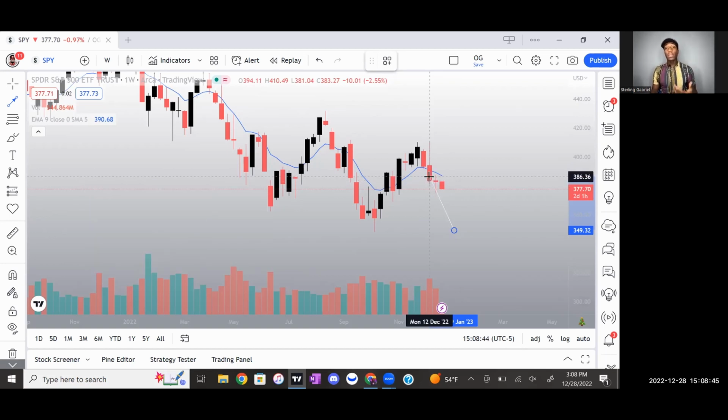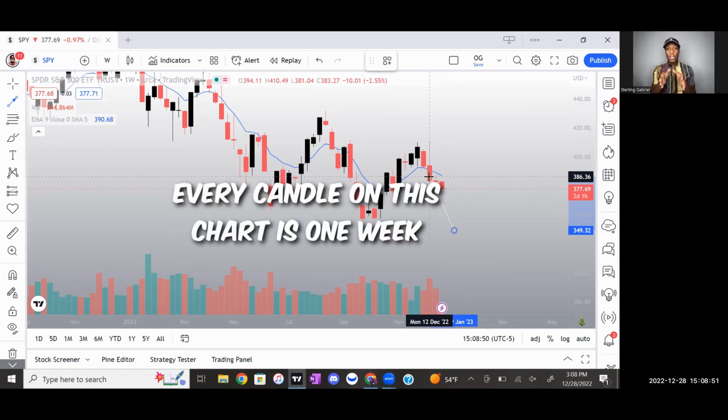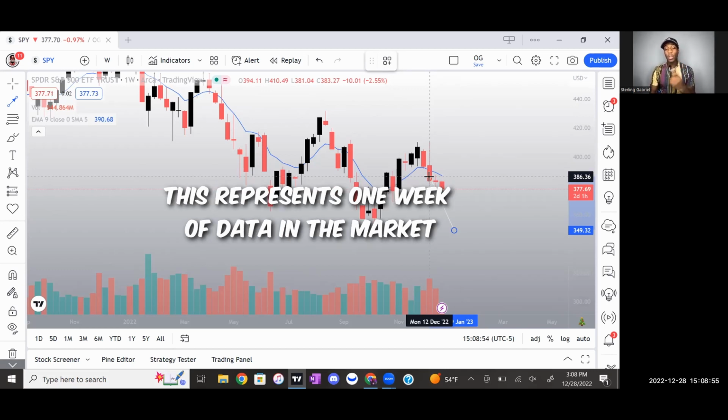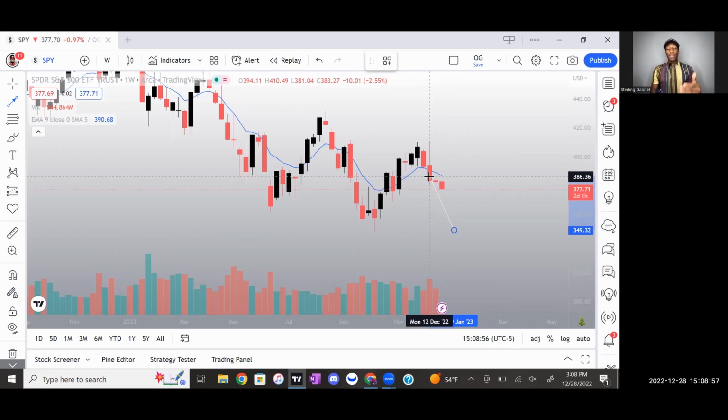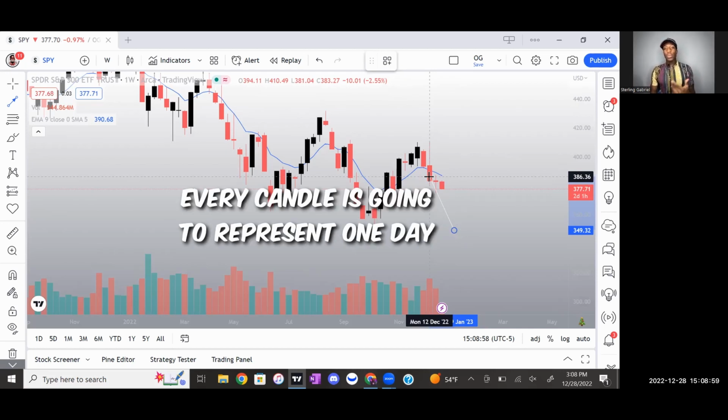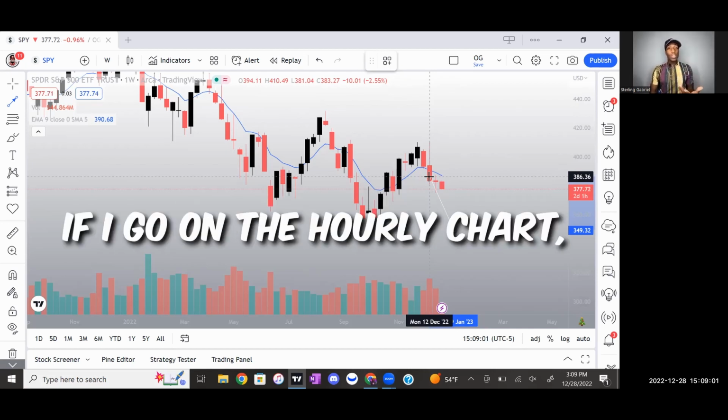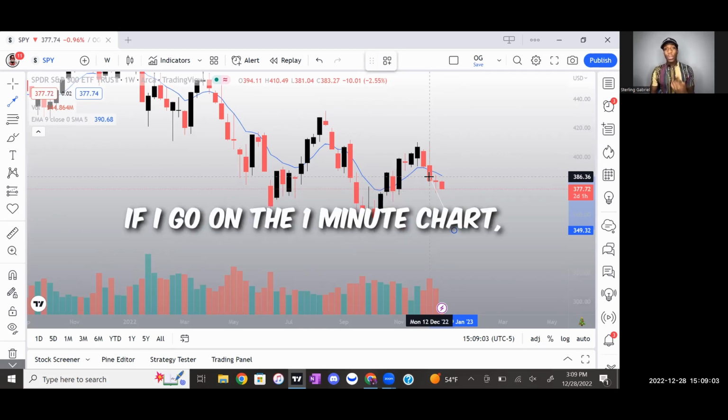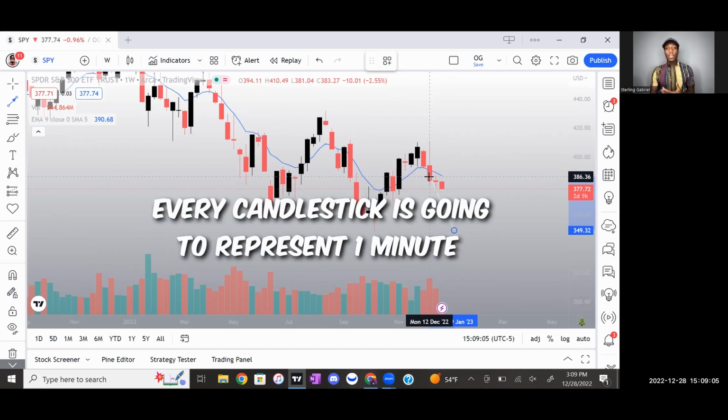So within every single candlestick is a set amount of data, depending on the time frame that you're looking at. For instance, every candle on this chart is 1 week. This represents 1 week of data in the market, right? If I go on the daily chart, then every candle is going to represent 1 day. If I go on the hourly chart, every candle is going to represent 1 hour. If I go on the minute chart, every candlestick is going to represent 1 minute individually, right?